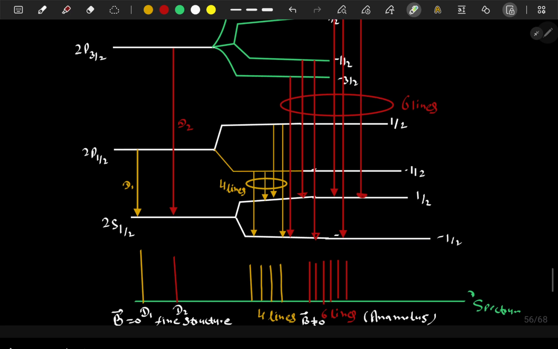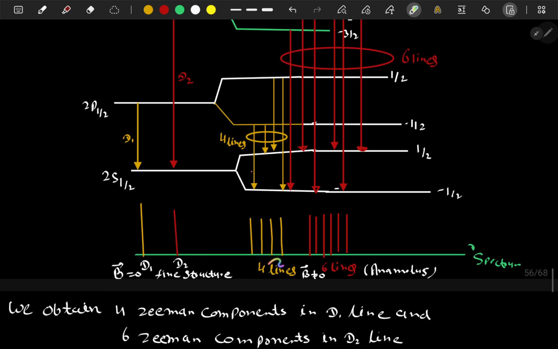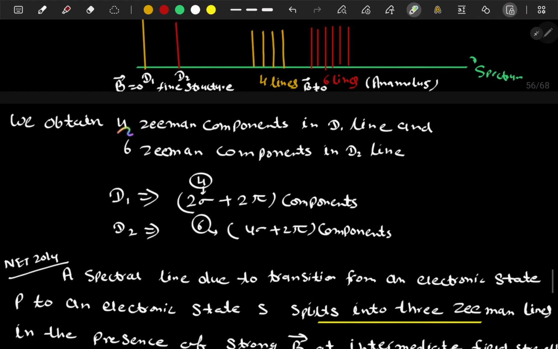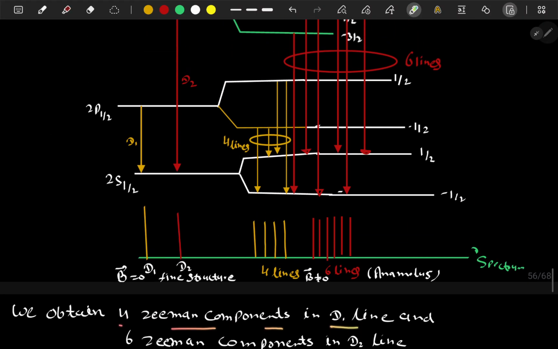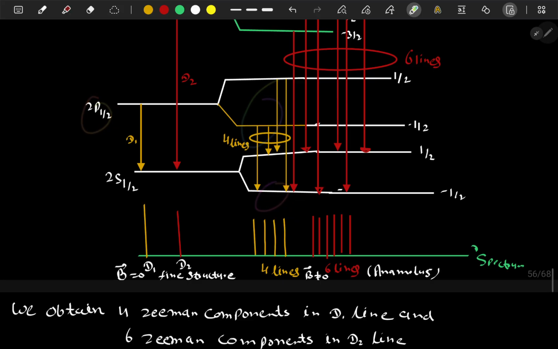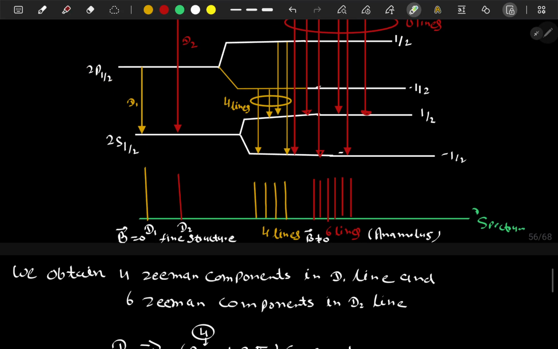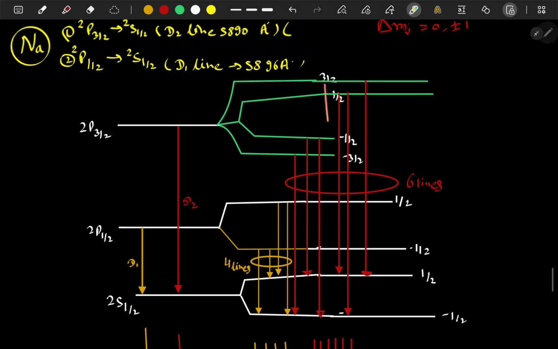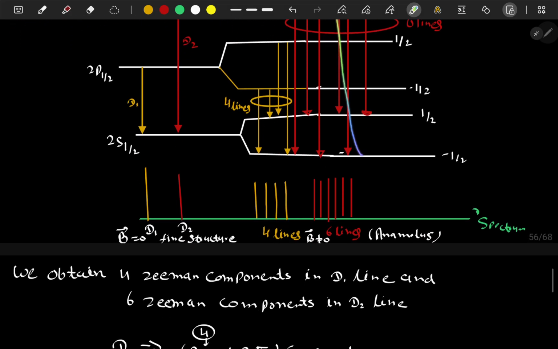So we are having 6 lines here, 4 lines here. So 4 lines for this and 6 lines for this. So this is the anomalous Zeeman effect. So we are obtaining 4 Zeeman components in the D1 line. The D1 line is 2P1/2 to 2S1/2. And we are having 6 lines in the D2 line. So this is the D2 line, 2P3/2 to 2S1/2.